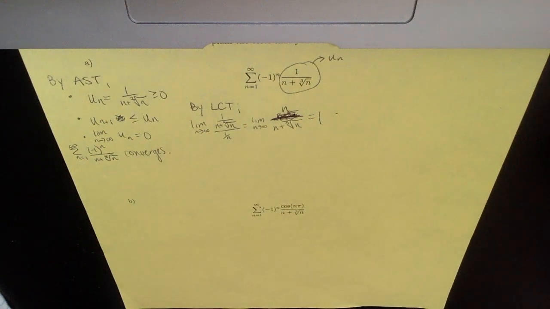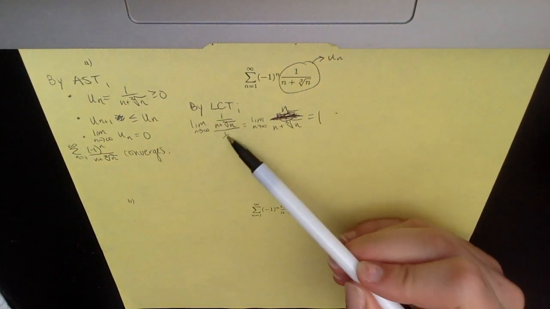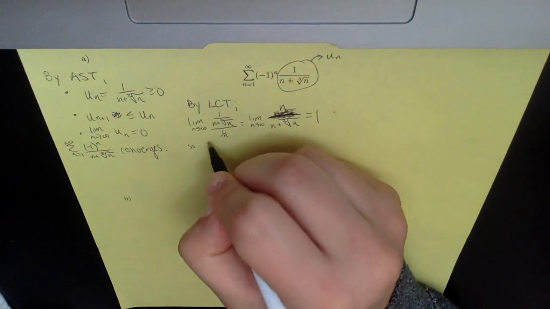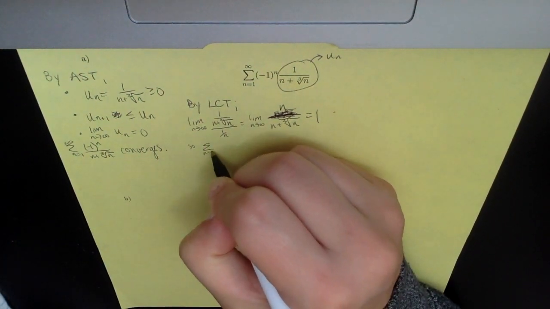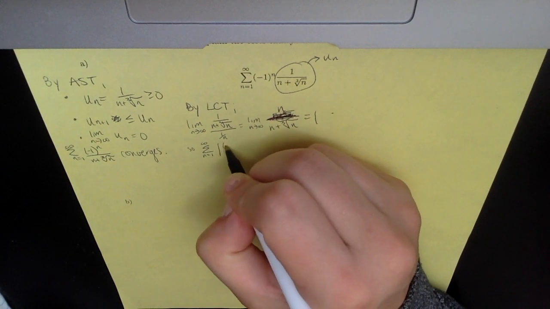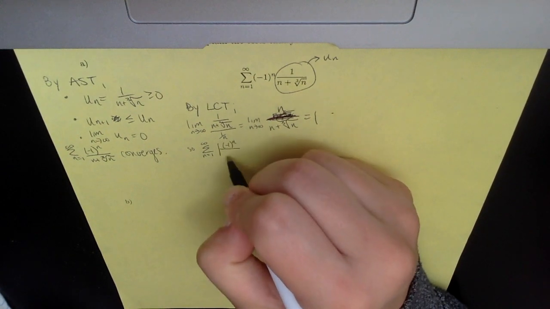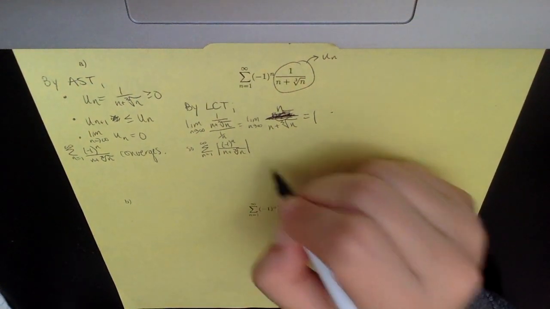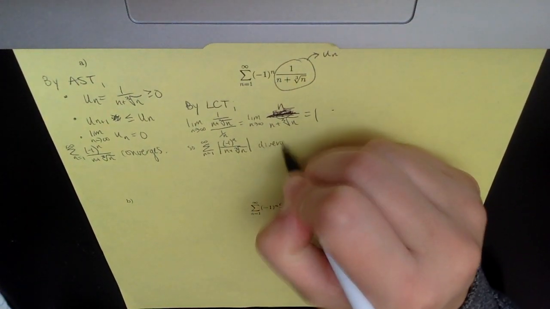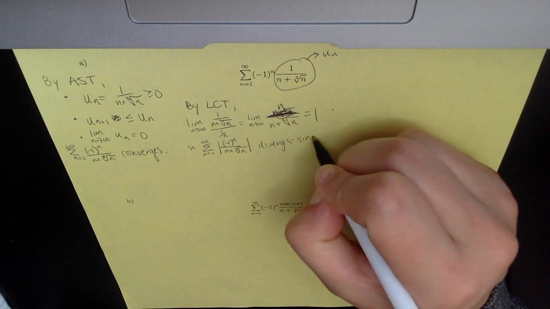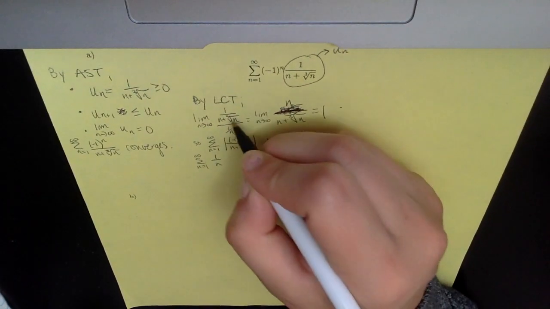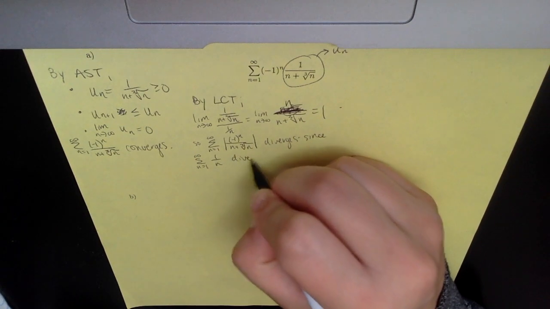So by the limit comparison test, we know that these two series share the same fate. So the absolute value of our series diverges, since the harmonic series, which is what we compared with, diverges.